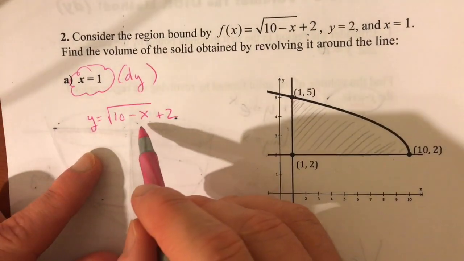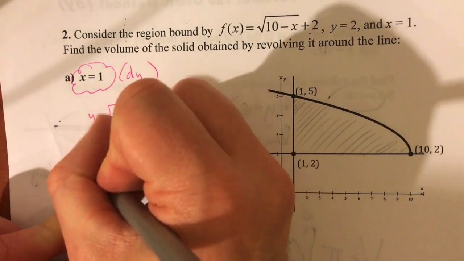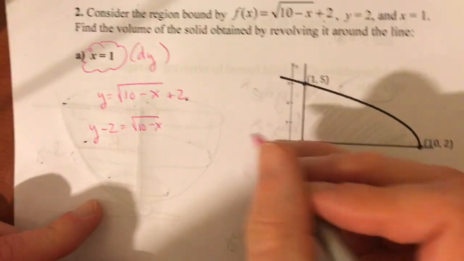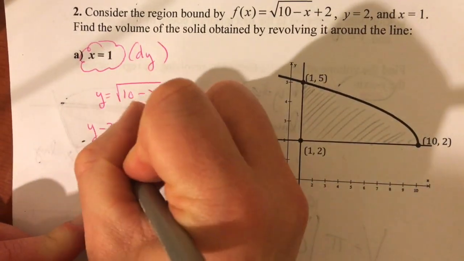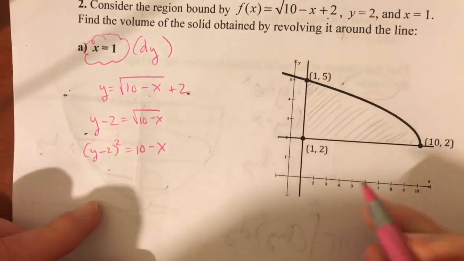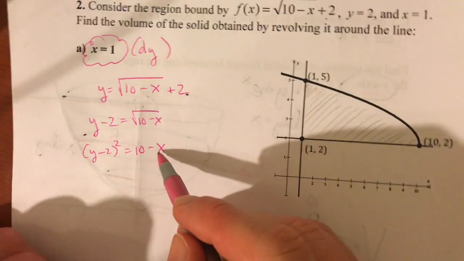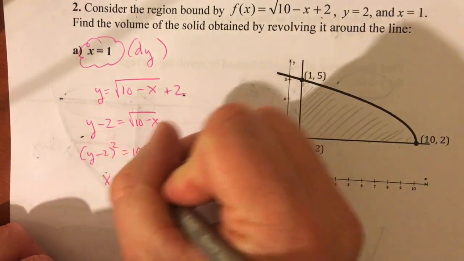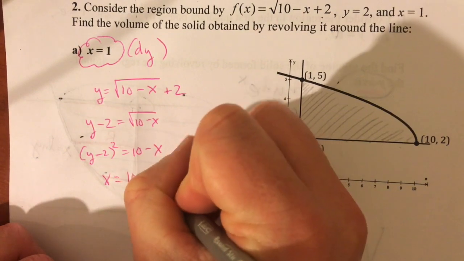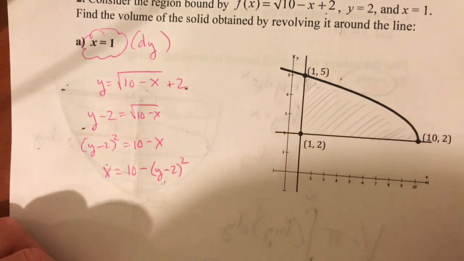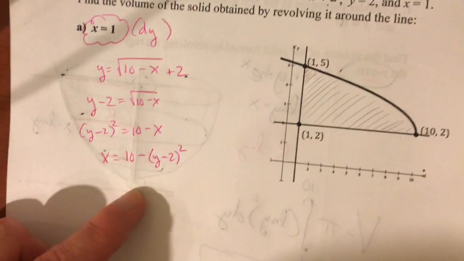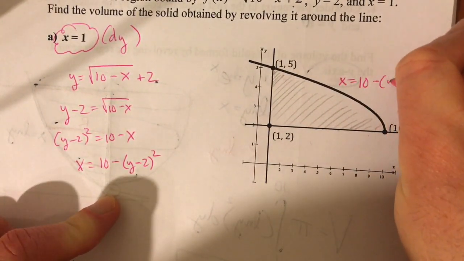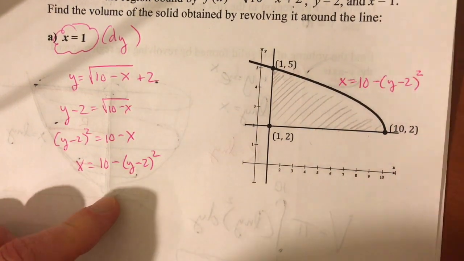So solve this for x. Subtract 2 from each side. Square both sides. Subtract 10, divide by negative 1, or move the x to this side, move the quantity to this side, however you like to do it. X will be 10 minus the quantity y minus 2 squared. If you want to FOIL that out, be my guest. But that is the equation here. X equals 10 minus y minus 2 squared.